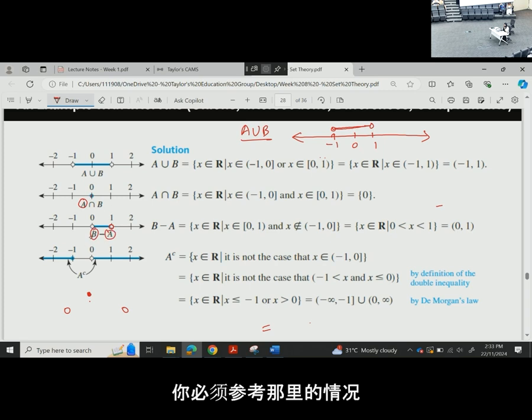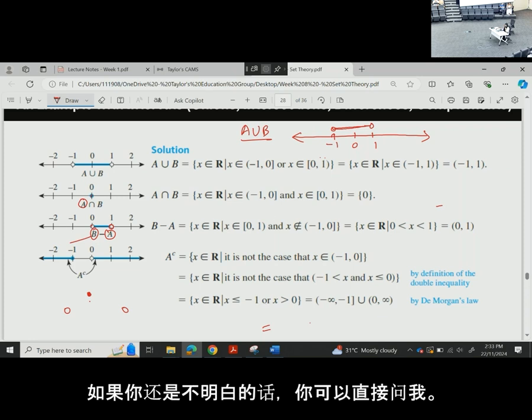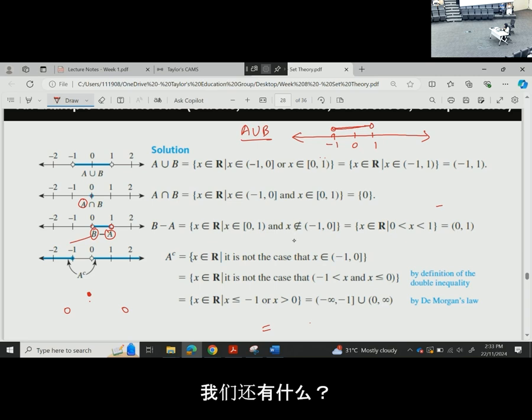You have to refer to what was there in the original, the starting and ending point, and then you will determine which one is included and which one is not, and you will show it in the form of the circle. So you will have to show. Okay, doesn't make sense? Go over it. If you still don't understand, you can just ask me. Okay. Yeah. And what else we have?